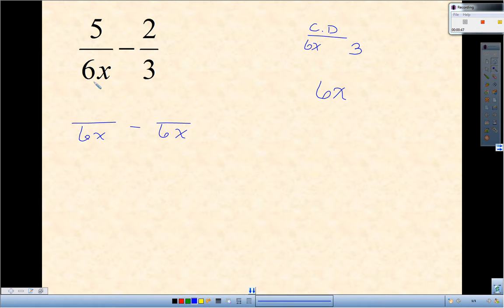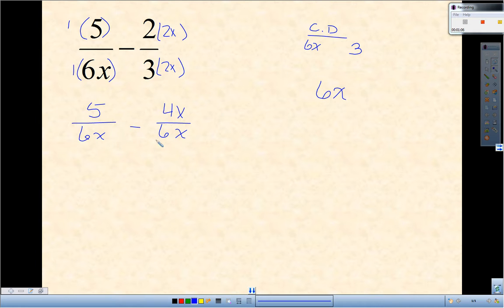Notice in the old fraction that these are exactly the same, 6x and 6x. So inherently it's like you're multiplying this by 1, so you can multiply the numerator by 1 also, so it still remains 5. But in the second fraction, 3 times 2x gives me 6x, so I'm going to multiply the numerator by 2x also, so that gives me 4x.